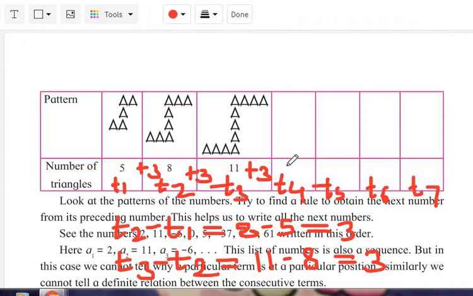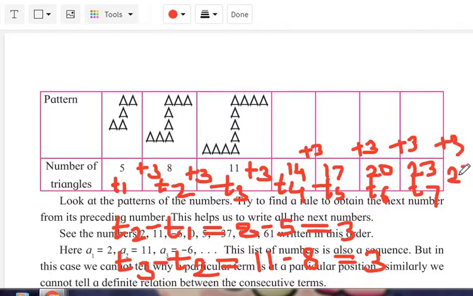Here T4 is 14. Again 14 plus 3 is 17, so T5 is 17. Then 17 plus 3, T6 is 20. Then 20 plus 3 is 23, and so on. Again 23 plus 3 is 26.